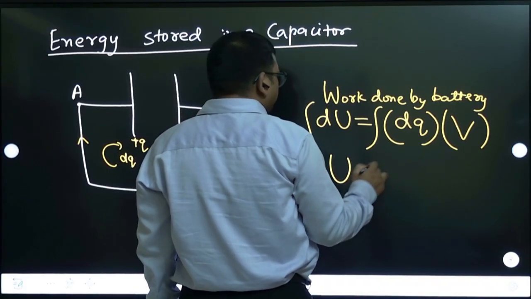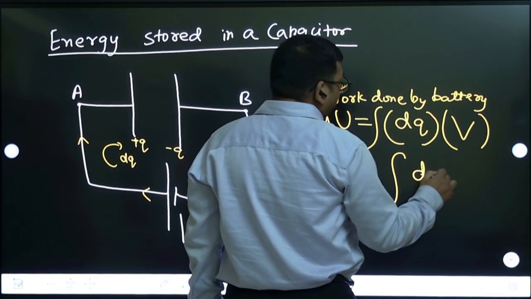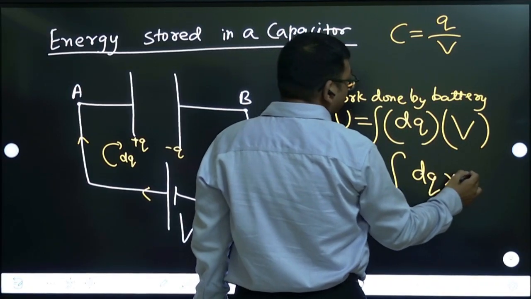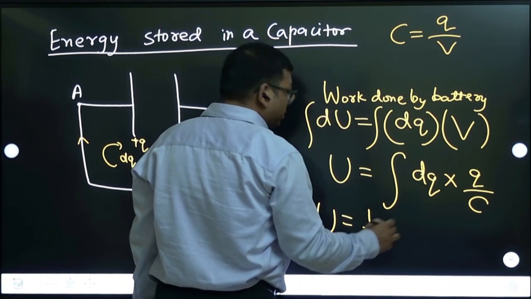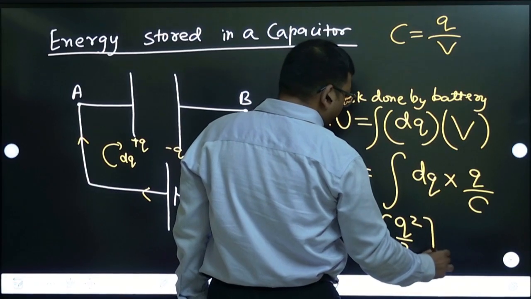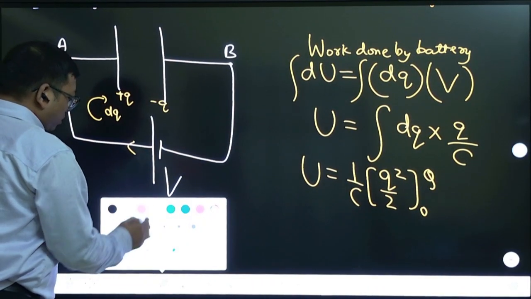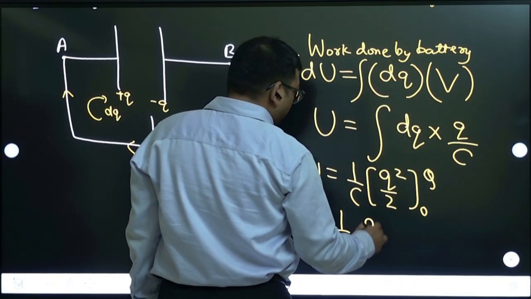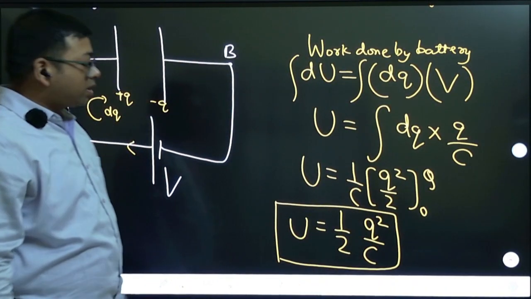So the total energy which will be stored is the integral of V dq, and V can be written as, because C is the ratio of q by V, so from here V can be written as q by C, right? So U will be equal to 1 by C times the integral of q dq. Integration is q square by 2, and initially charge was 0, finally charge is capital Q. So the energy stored formula will be half Q square by C.